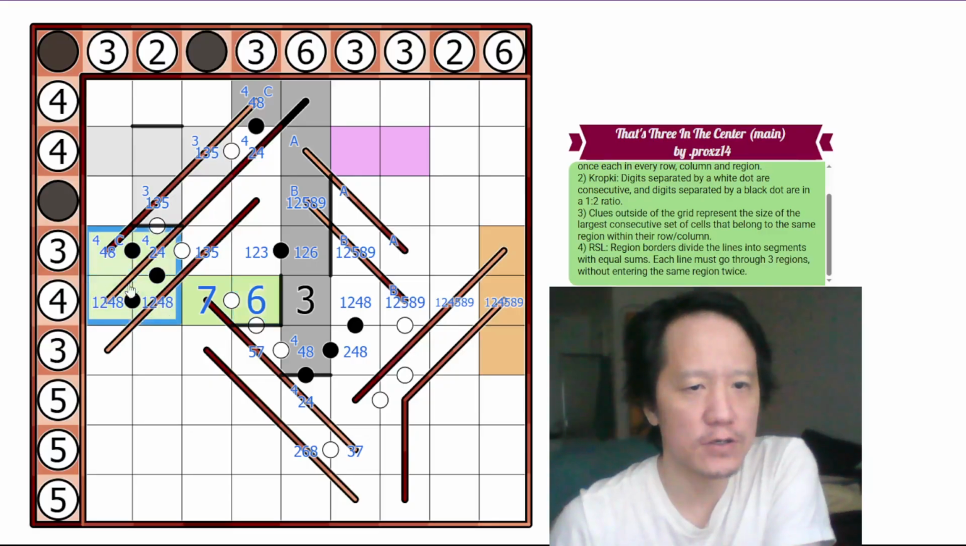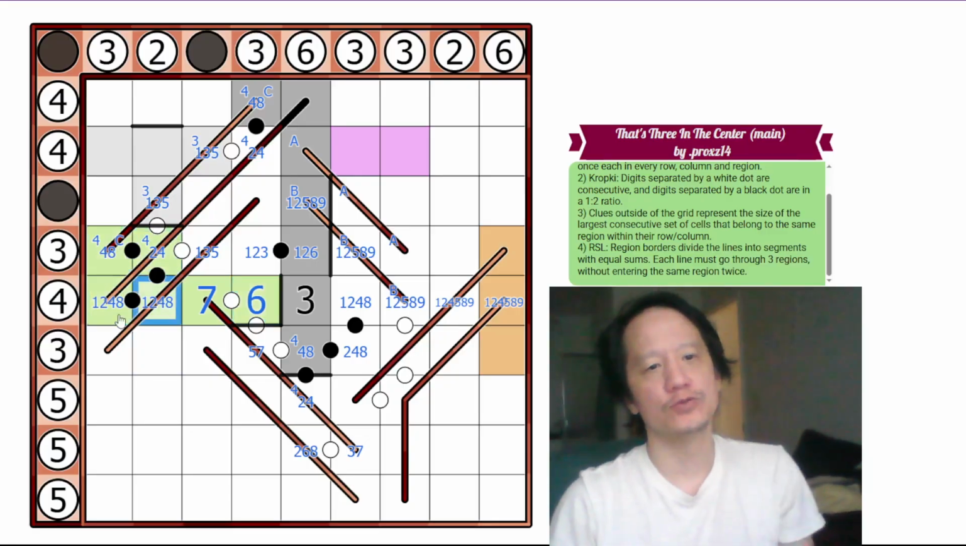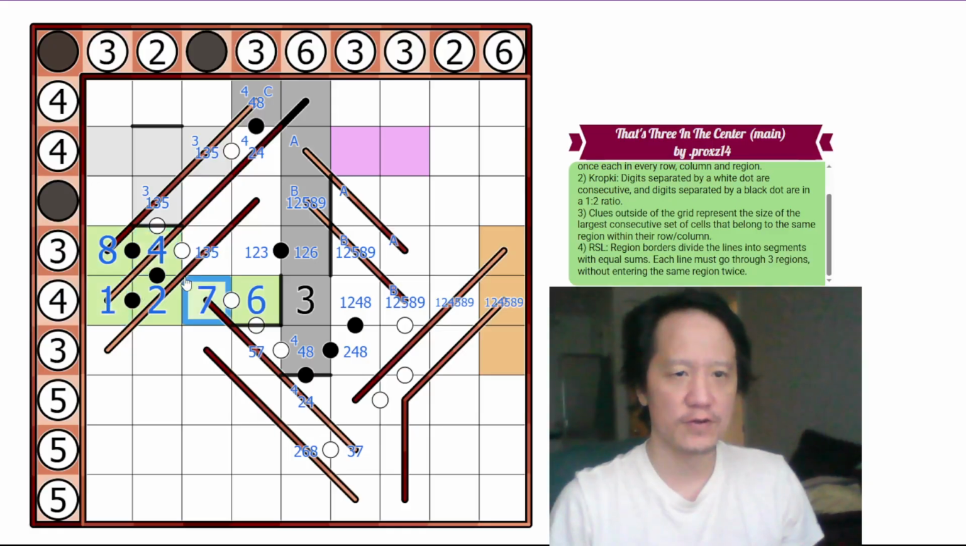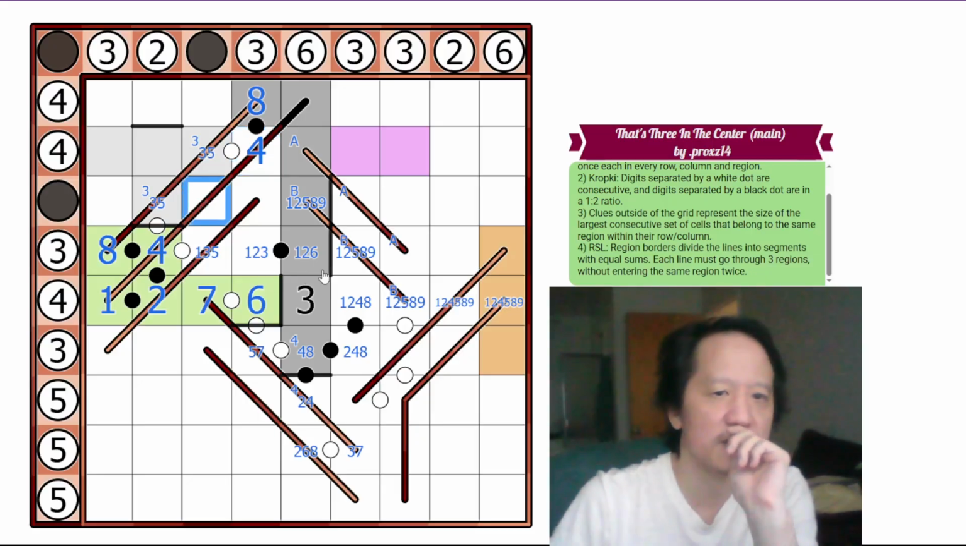Since this is all green, it must be 8, 4, 2, and 1. So this is 8, 4, 2, and 1 guaranteed. So this is 5. This then must be 3 and 5. This has to be 8. This is 3 and 5, and this is 4. So that's all kosher, right?